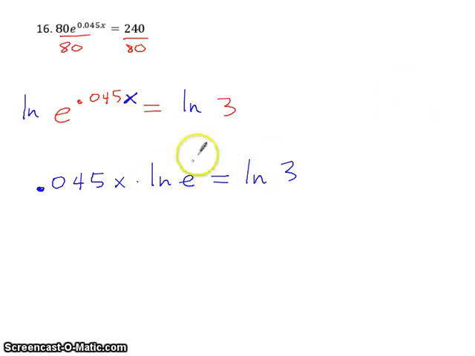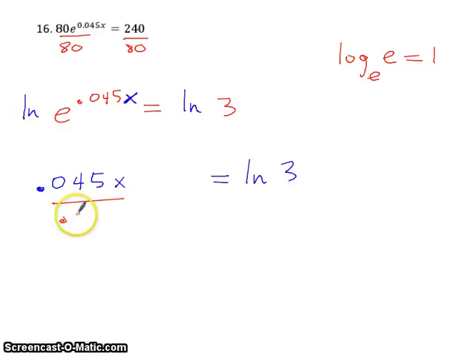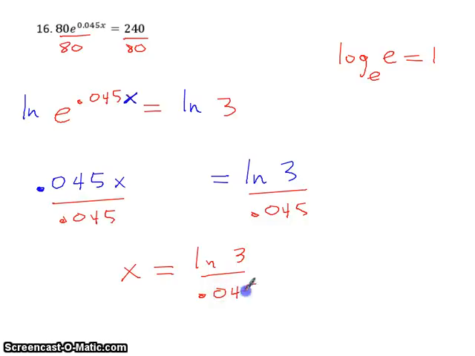Well, what's the ln of e? The ln of e, that's like saying log base e of e. Well, e to the first power is equal to e. So that means the ln of e is equal to 1. So that means that we can just look at the problem like this now, right? So we're going to solve for x by dividing both sides by 0.045, and that gives us x is equal to the ln of 3 divided by 0.045.